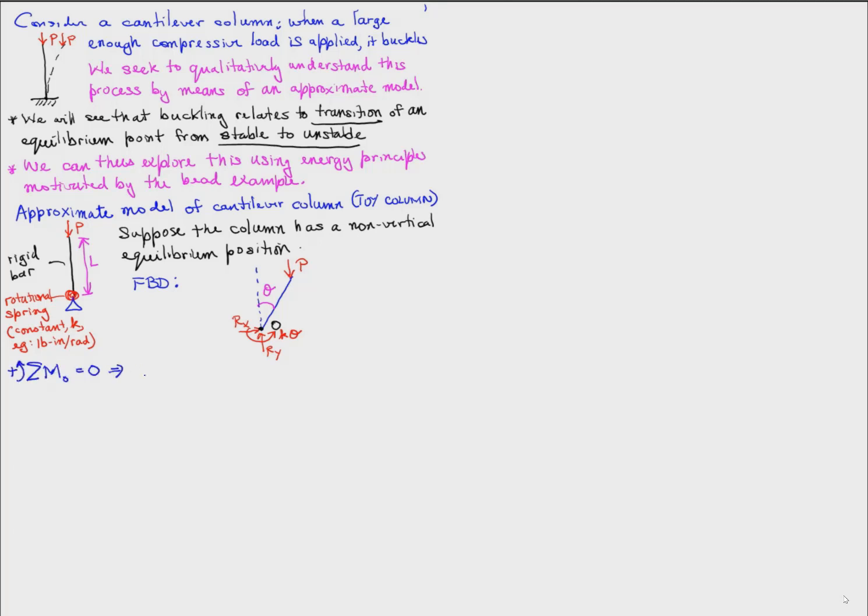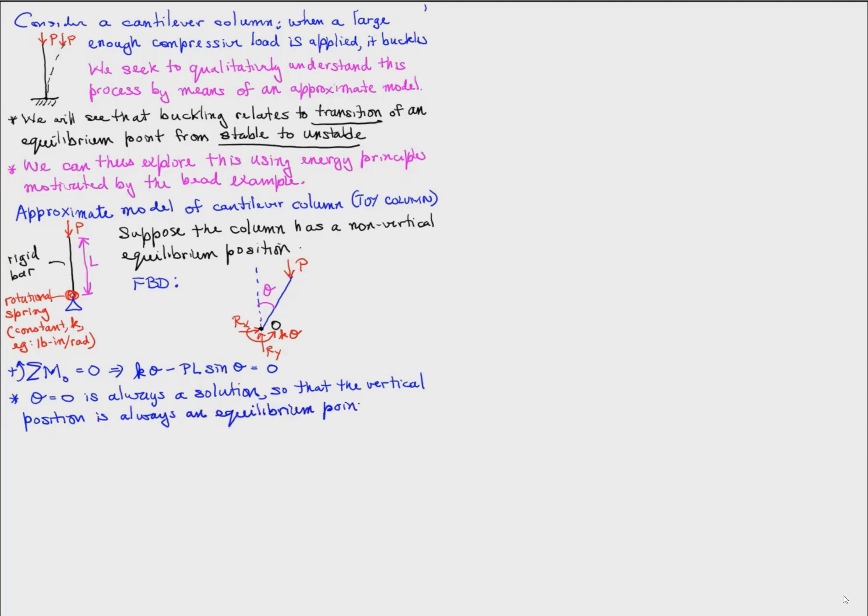So let's do some of the moments about this bottom point O. We get K theta minus PL sine theta equals 0. From this, we see that theta equals 0 is always a solution because theta equals 0 solves the equilibrium equation. This means the vertical position is always an equilibrium point. Now we ask the question, when is a non-vertical equilibrium position possible?